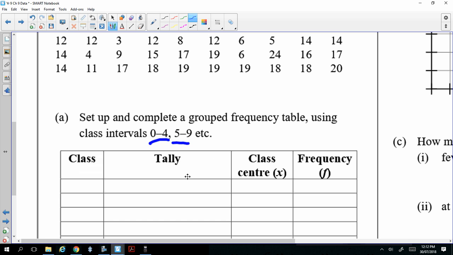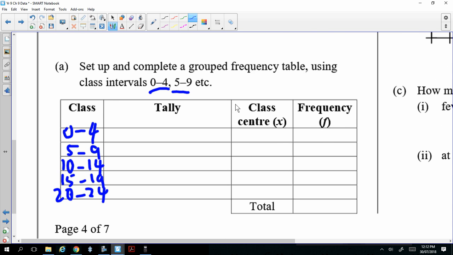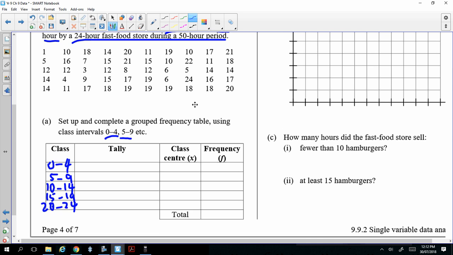So let's put them in 0 to 4, 5 to 9, 10 to 14, 15 to 19, and 20 to 24. And we're going to do a tally. Well, it will take some effort, but maybe a shorter list. Okay, let's start. 1 belongs to this class. Does that make sense? 10 belongs to this class. 18 belongs to this class. You do tally, and you keep going.